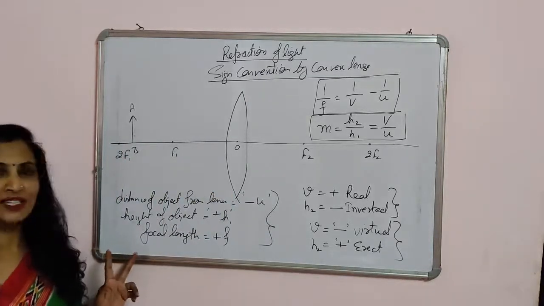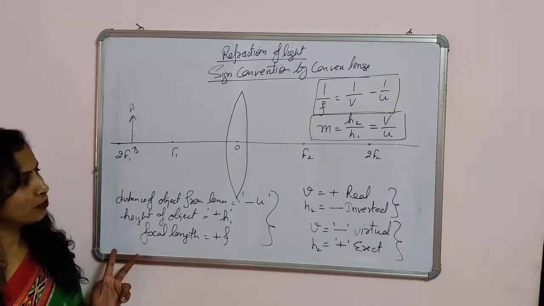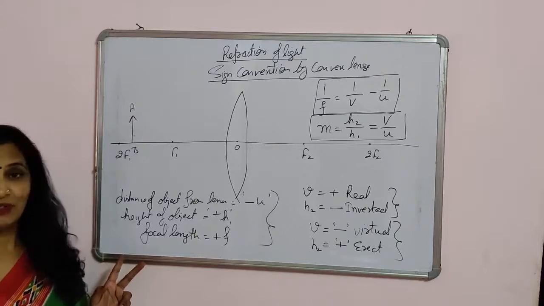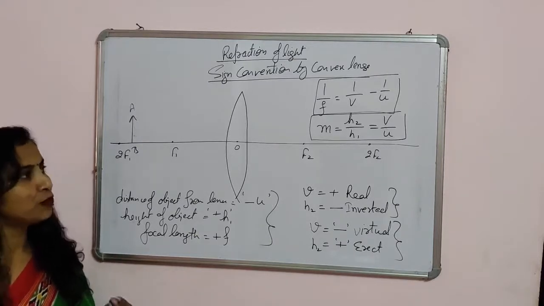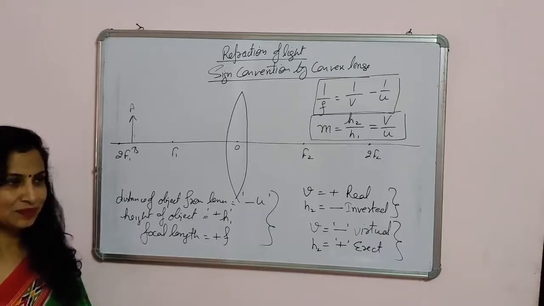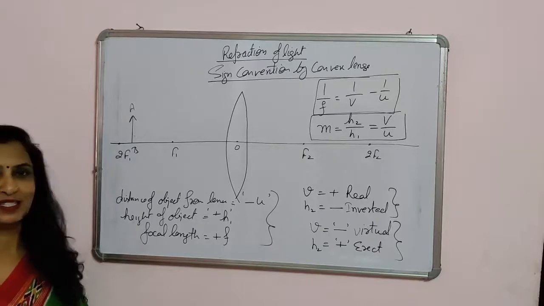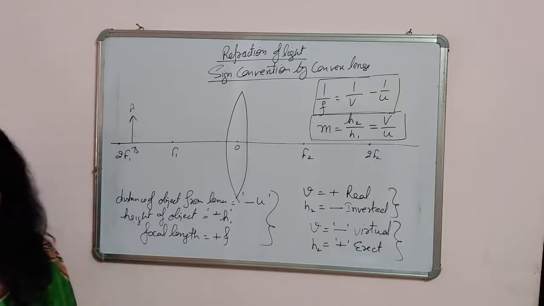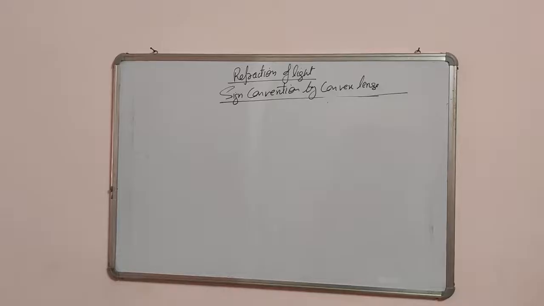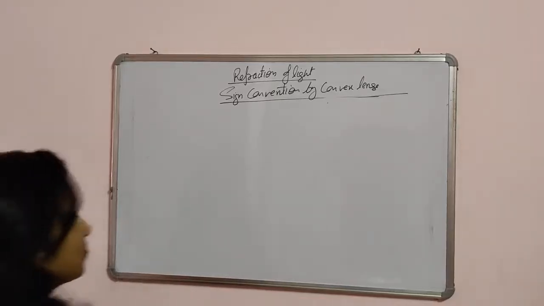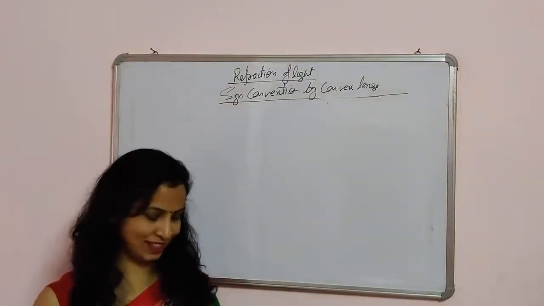So you can write this sign convention in your notebook, and it's really important because if you are doing numericals, then you have to put the values with their sign. So okay, now I am going to explain one example of the convex lens numerical. So let's do some questions of convex lens.